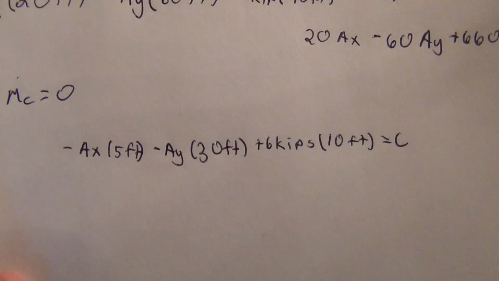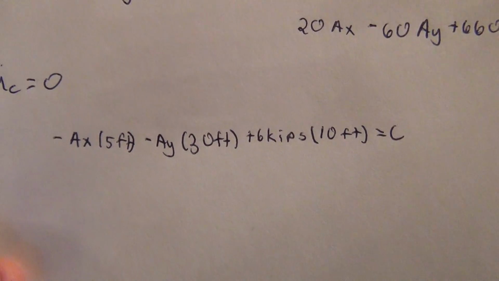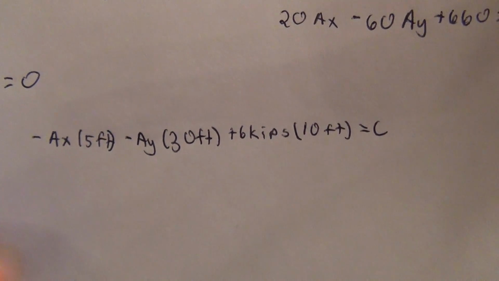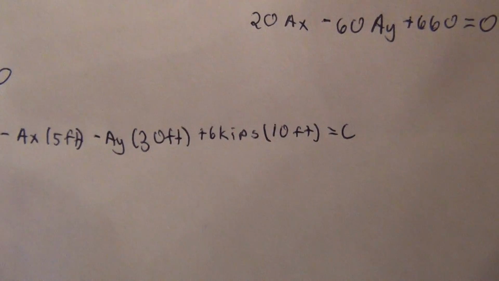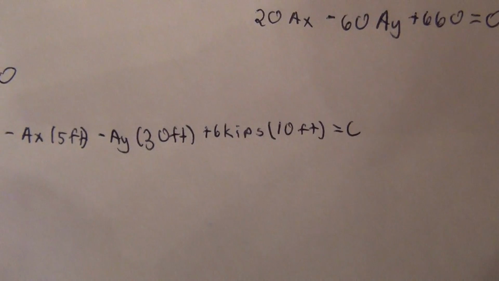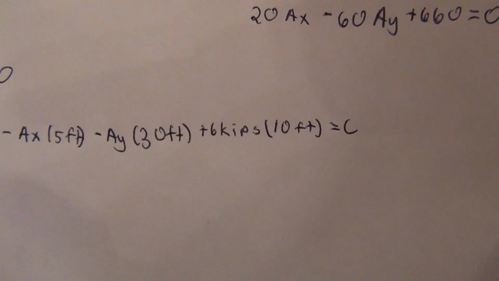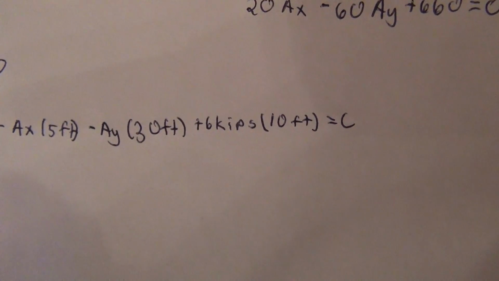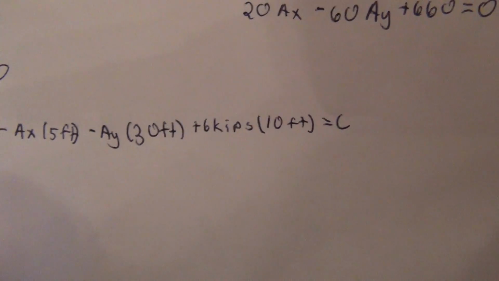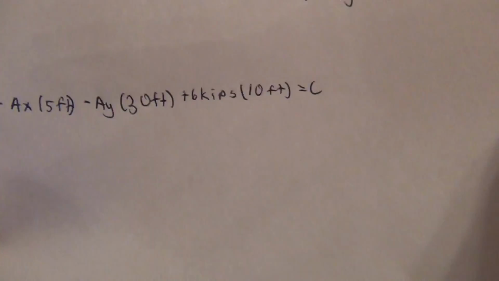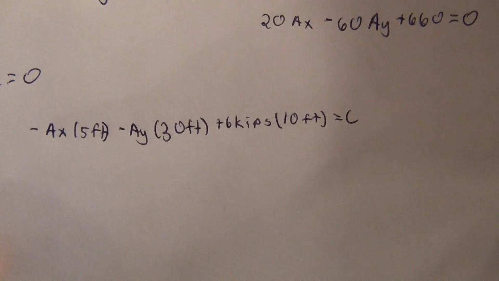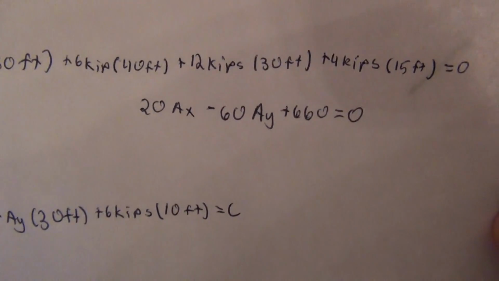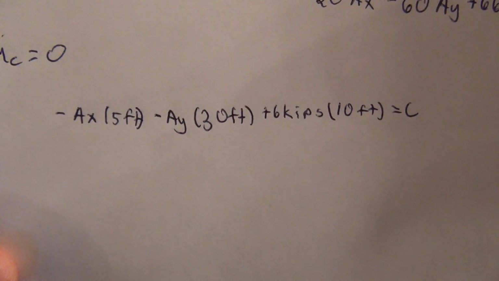We have AX applied 5 feet from C as shown in our free body diagram. The difference in height from A to C is 5 feet. We have AY applied 30 feet. We can see that in our older free body diagram. And then at point B we have a vertical load going downward of 6 kips 10 feet from C. That will equal 0. Again, this is not going to give us an outright answer. It'll get us an equation. But using our previous equation that we solved right here, we can easily solve for AX and AY.